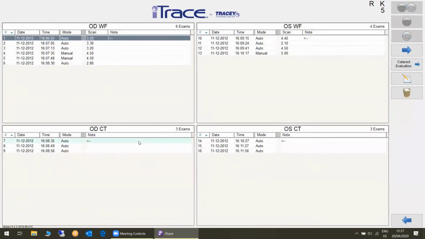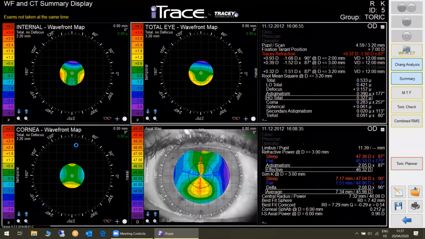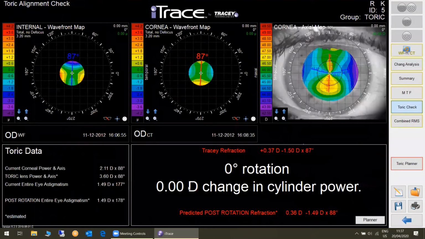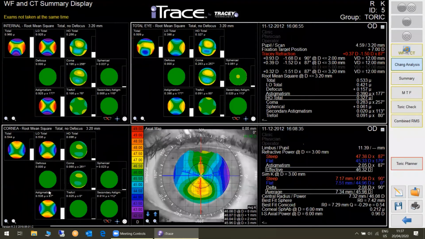Next patient is unhappy after torics. So we see here the cornea is at 87 degrees. It means the lens should be 177. Wait a minute. It is 177. The lens is sitting perfect. There's nothing I can do. Why? Well, look at this. This is the cornea. This is the lens. The residual is in the same direction as the lens. The lens is too strong.